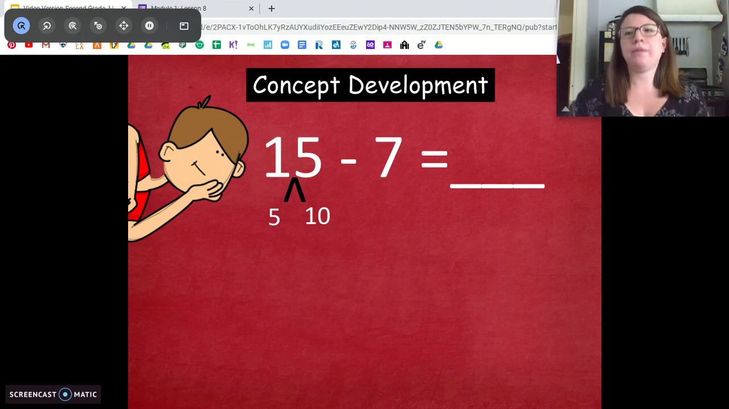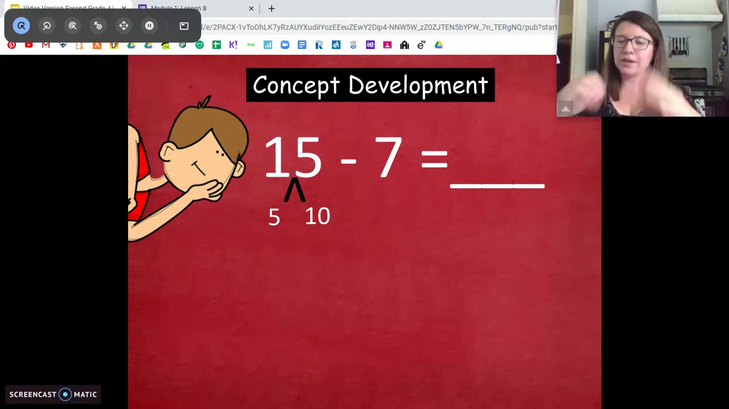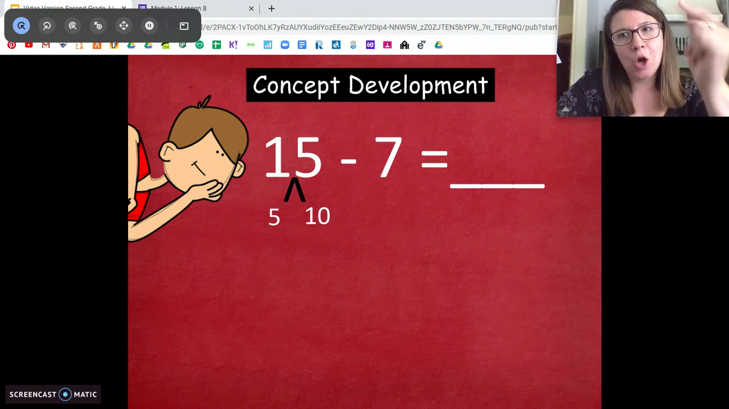15 minus 7. We've been doing this. Break apart the 15. Take out a 10. Solve the rest on your own. Go.